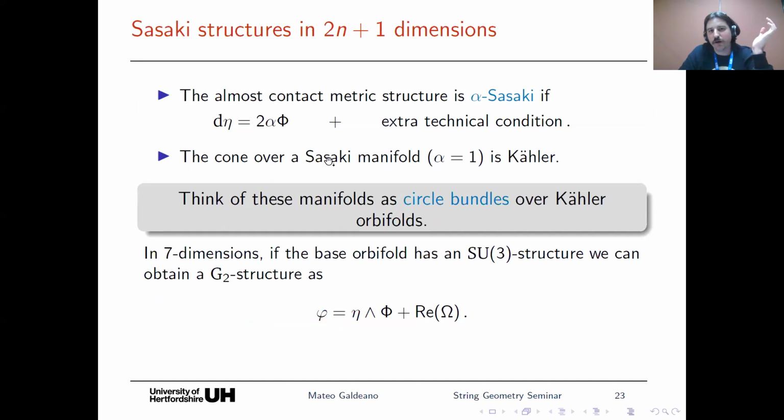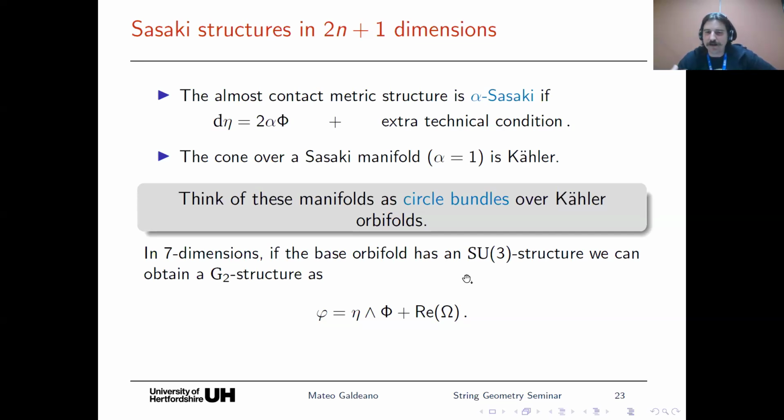And you might have heard that the cone over a Sasaki manifold, alpha 1, is Kähler. And you could think of these manifolds as some circle bundles over Kähler orbifolds. So that also stresses more how these are odd-dimensional cousins of Kähler orbifolds. And in 7 dimensions, if the base orbifold has an SU(3) structure, we can obtain a G2 structure precisely as we were saying earlier for the direct product. But now you have a circle bundle that is a bit more interesting. So this is the case that we want to build upon.